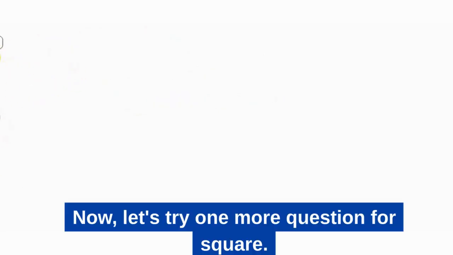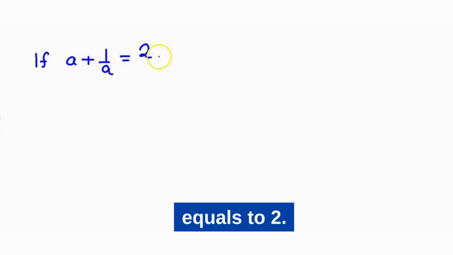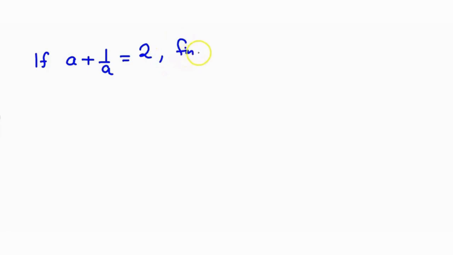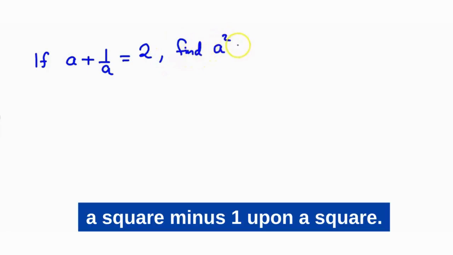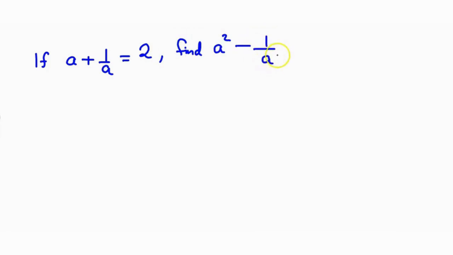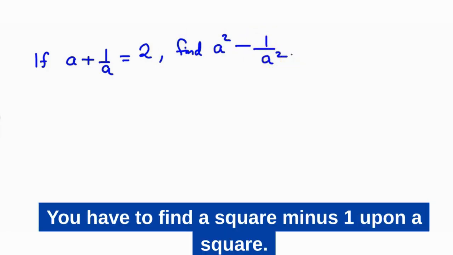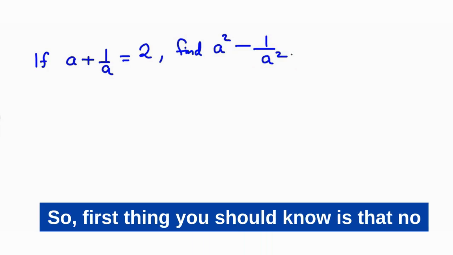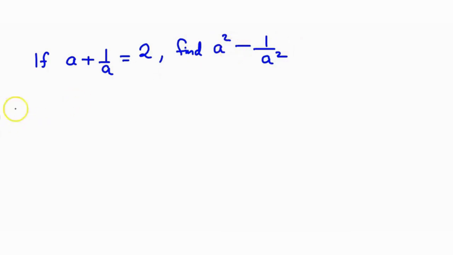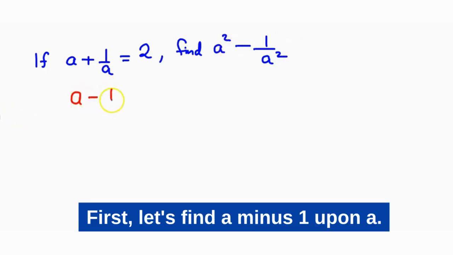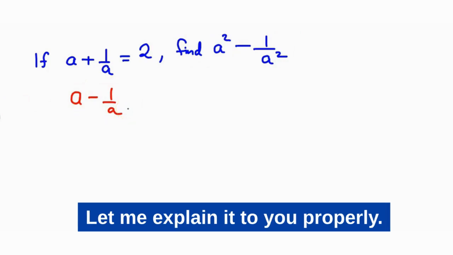Now let's try one more question for square, then we'll go to the cubes. If A plus 1 upon A equals 2, find A square minus 1 upon A square. Now in this case, A plus 1 upon A is given as 2. You have to find A square minus 1 upon A square. First, let's find A minus 1 upon A. Let me explain it to you properly.